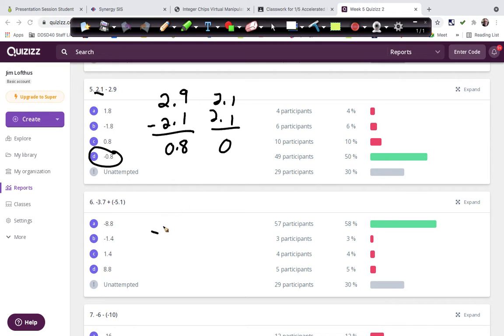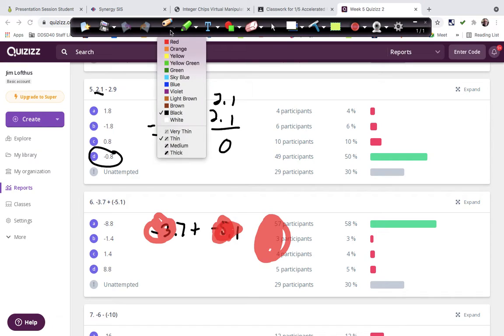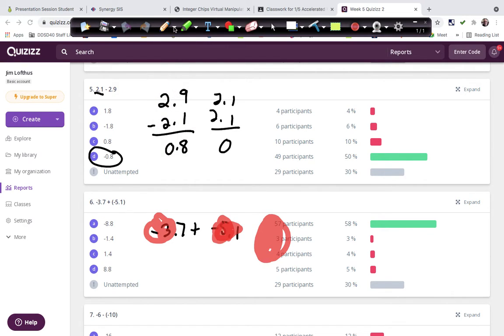All right, negative 3.7 plus a negative 5.1. These are both negative. Here, let me grab my color here. Negative plus negative is even more negative. It combines together. So that's how we got negative 8.8. So you can line up the decimal points, 3.7, 5.1, and get 8.8, and it's negative.